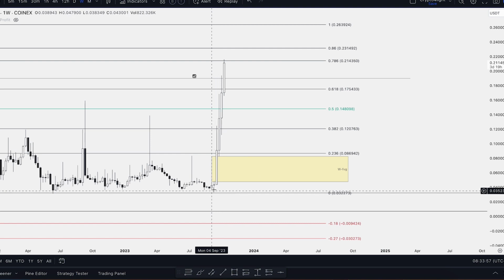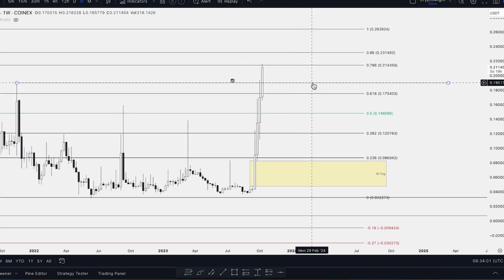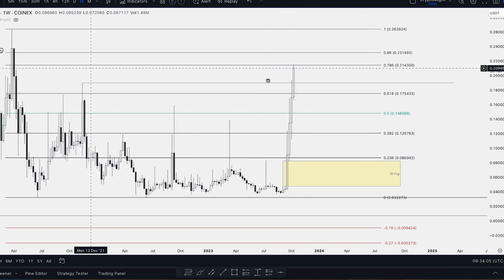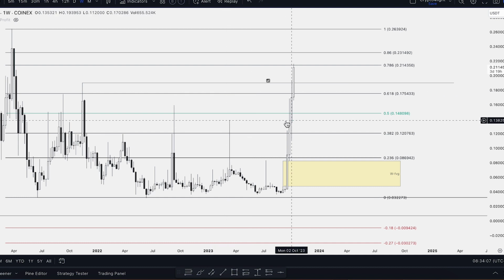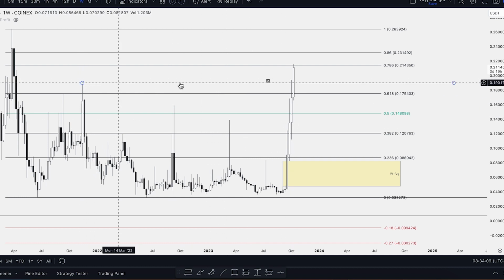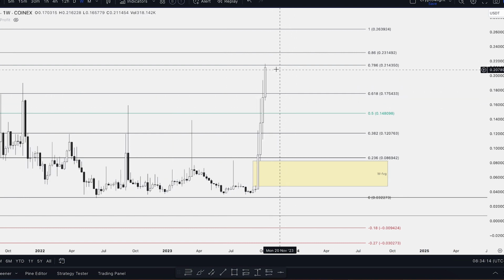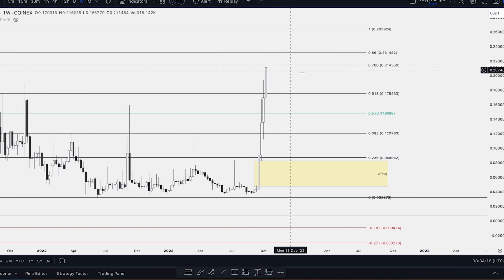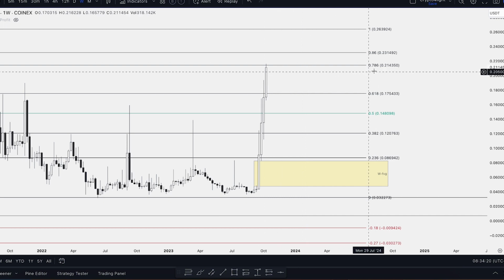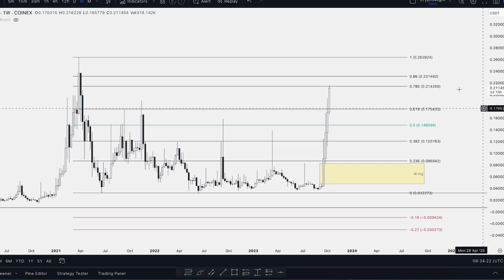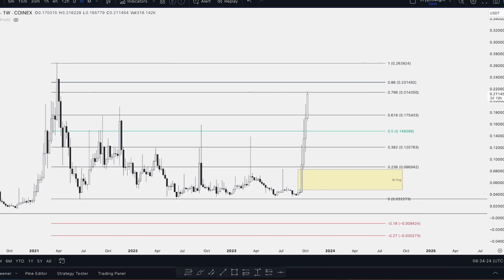So 1, 2, 3, 4, 5, 6 weeks in a row, we're going up. So we tested it based on the global FIB. We swept this liquidity, and this liquidity. So all targets are done. And why is it easy to pump a coin like this one? Because it's a low cap coin. You know, we tested the 78 level by FIB. In what cases can we move much higher?